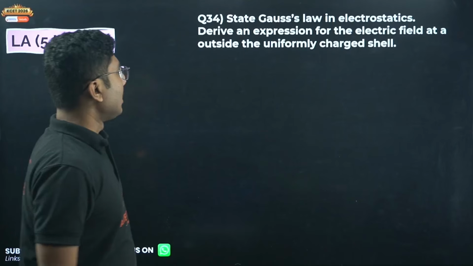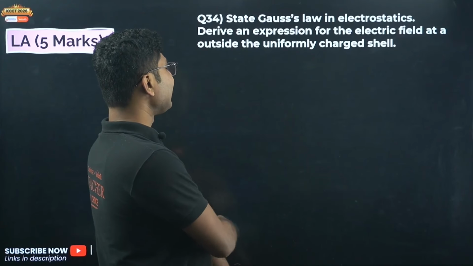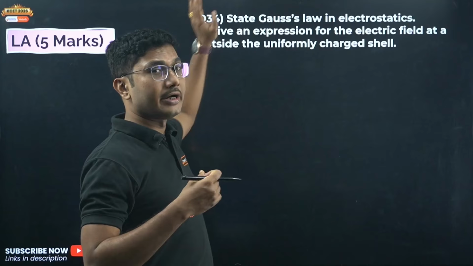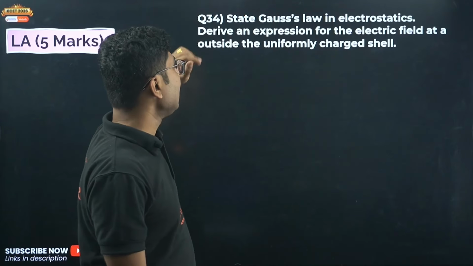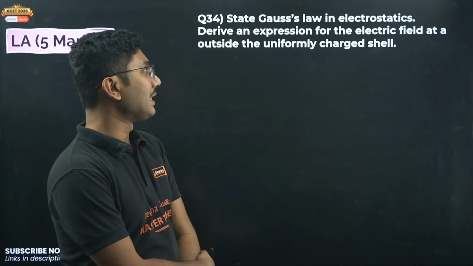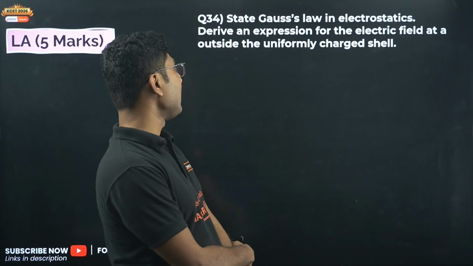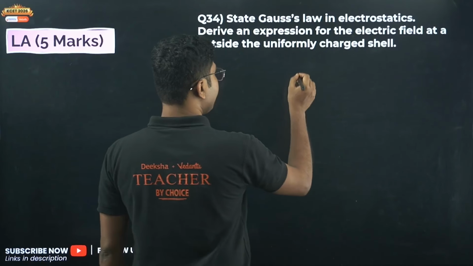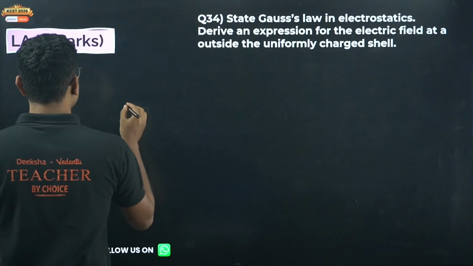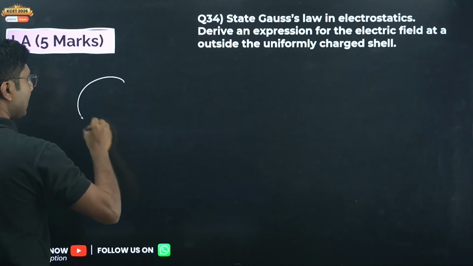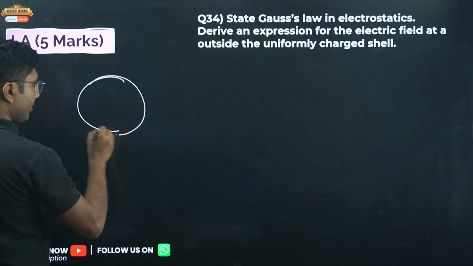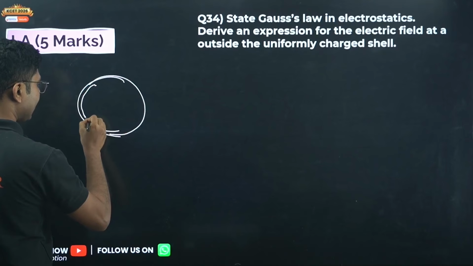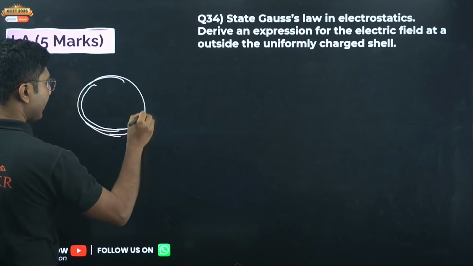Okay. Now the last derivation from this chapter: state Gauss's law in electrostatics. Now the statement I am not stating, it is already given in the 2 marker section. Derive an expression for the electric field at a point outside a uniformly charged shell. So here we have a charged shell. What is a shell? A shell means it's a cover. Inside is hollow, a very thin shell, like the covering of an egg.